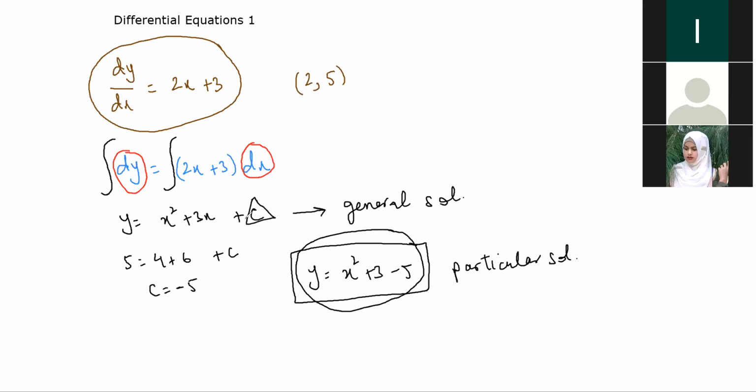Sir, isn't it 3x in the particular solution? X squared plus 3x. Oh yeah, I'm sorry, this is 3x, thank you, beta. Now you can write this c on the left hand side or on the right hand side, but you have to write it just once.